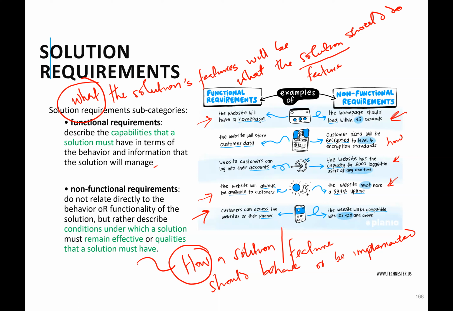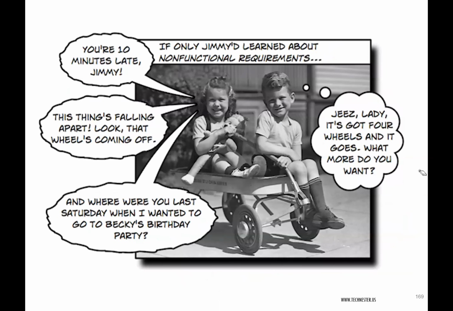Functional requirement: customers can access the website on their phones. Non-functional requirement: the website will be compatible with iOS 12.8 and above. So it specifically tells us how they'll be able to access it on their phones, right? Because it's compatible with iOS 8 and above. So these two form your solution requirement.